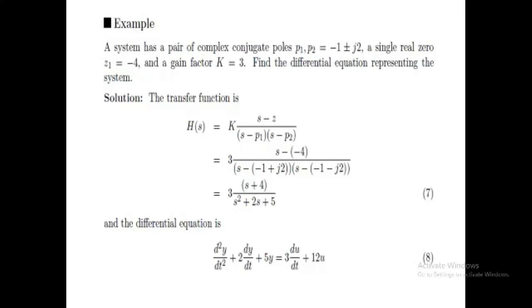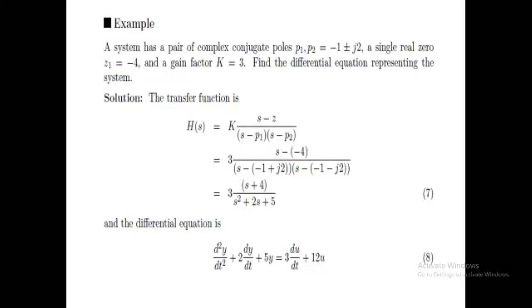So k equals 3, s minus, what is the value of this z? Yes, it is minus 4. So put down all the values like this. What is the value of p1? Yes, it is minus 1 plus j2 and minus 1 minus j2. Whenever all these values are put in the equation of H(s), we get H(s) equals 3 into (s plus 4) upon s square plus 2s plus 5 in the denominator.